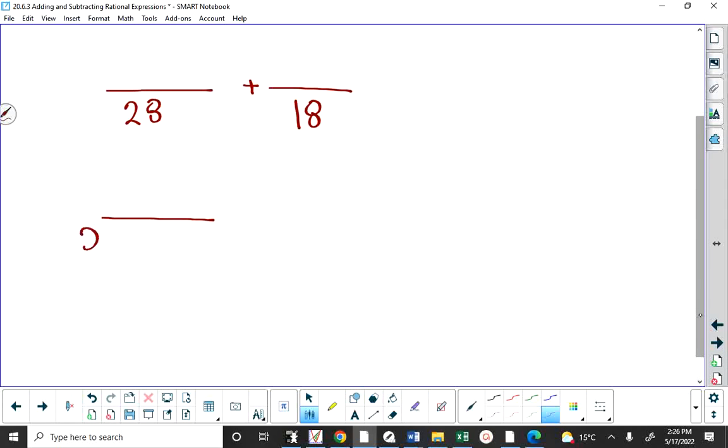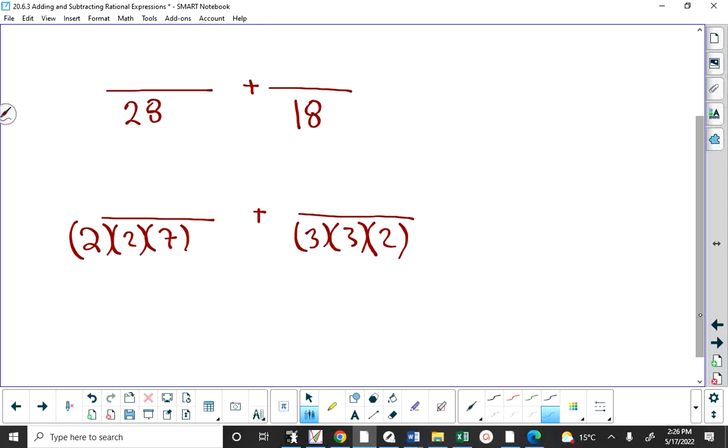28 is 4 times 7. 4 is 2 times 2. So that's 28 in factored form. 18 is 9 times 2, which is 3 times 3 times 2. It's in factored form. Our lowest common denominator has to contain a 2 and a 2 and a 7. Otherwise, this is not represented.